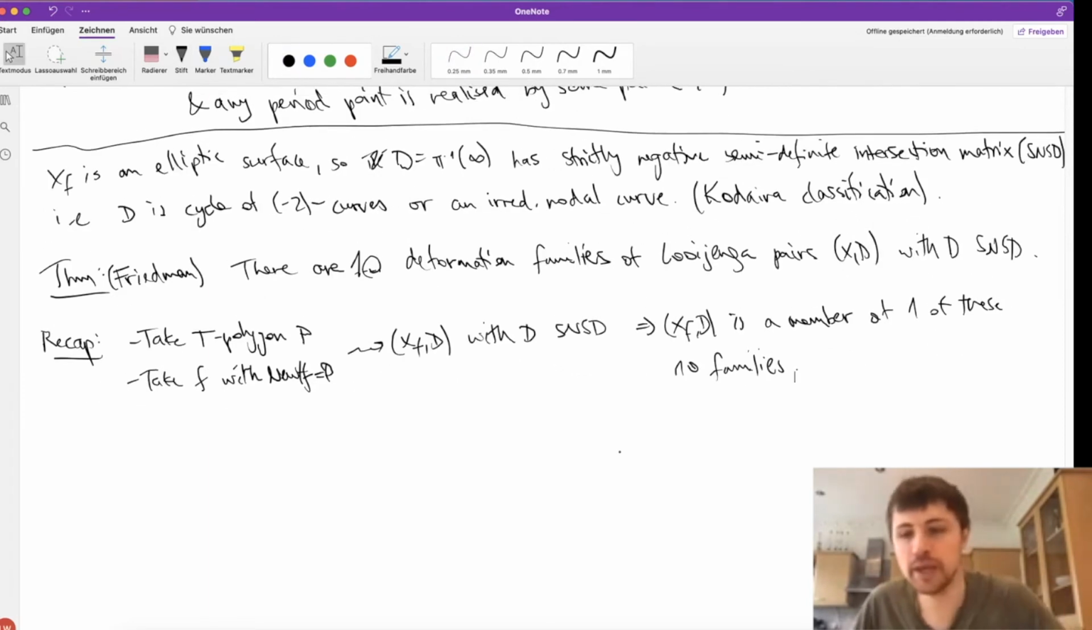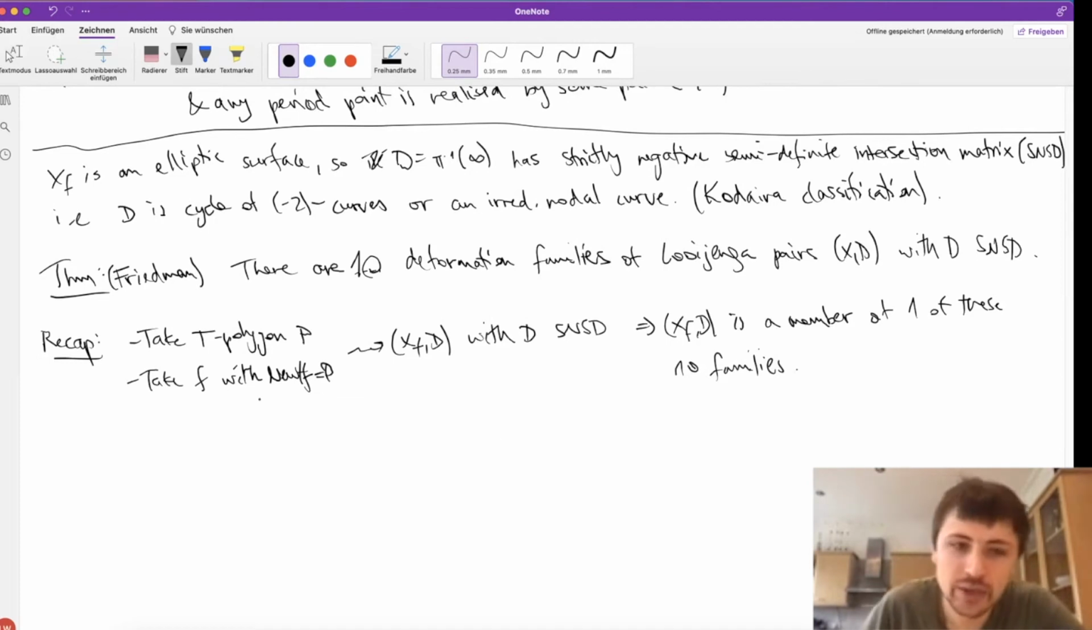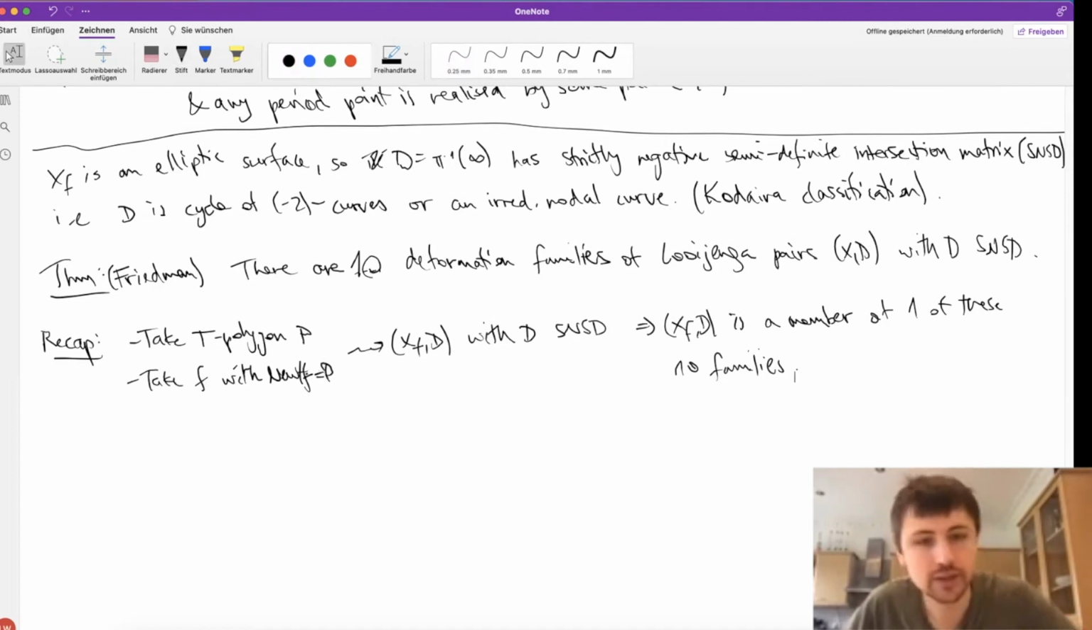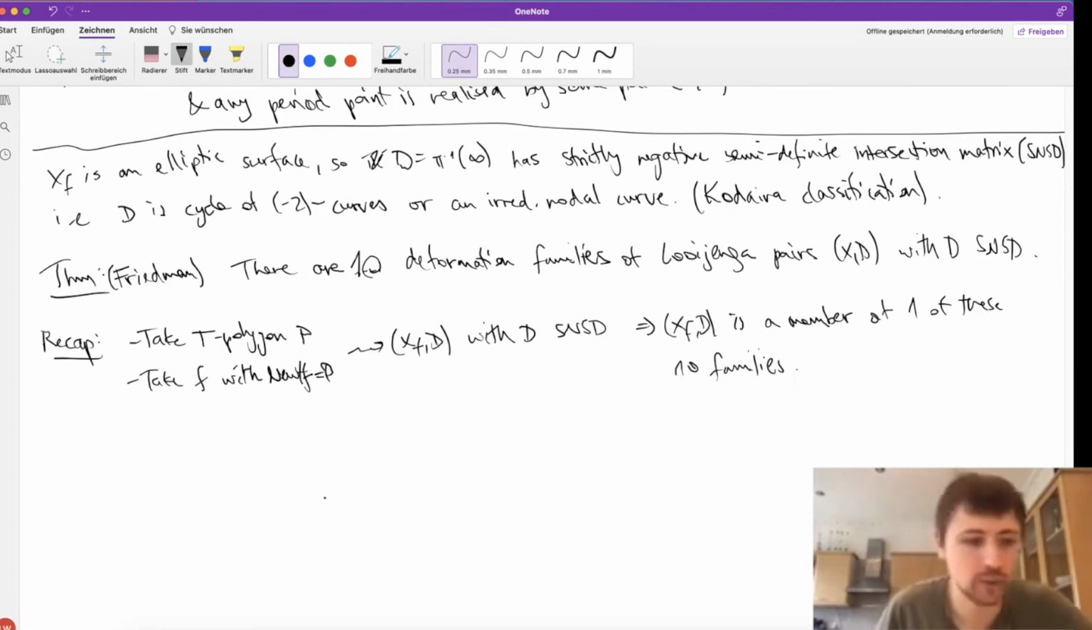But now we want to use the period point to pin it down even further. And notice that we've got some degree of freedom here because I just chose some random Laurent polynomial with Newton polygon equal to P. So maybe if I make a certain choice, I can say something more. And it turns out there exists a canonical choice of Laurent polynomial.